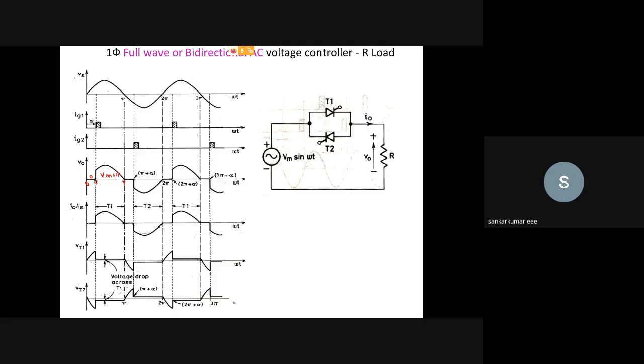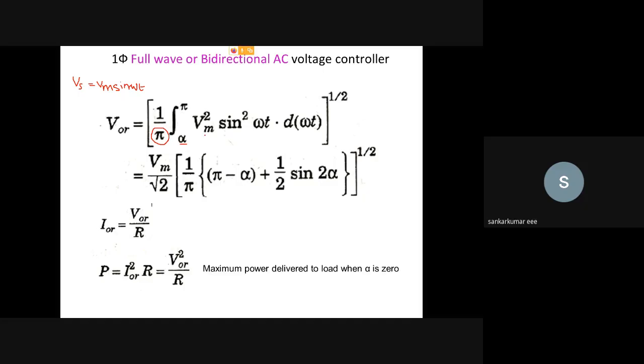So from 0 to alpha the output voltage V0 will be 0, and from alpha to pi we will be getting Vm sin omega t as the output. For calculating the RMS voltage, we square it and take the square root. The limit will be alpha to pi, and Vm sin omega t should be squared, and we have to take the square root. So Vm square sin square omega t d omega t, right? In this we have to integrate sin square omega t.